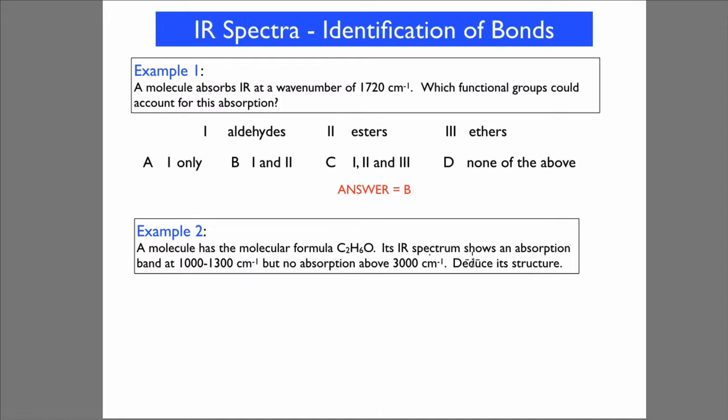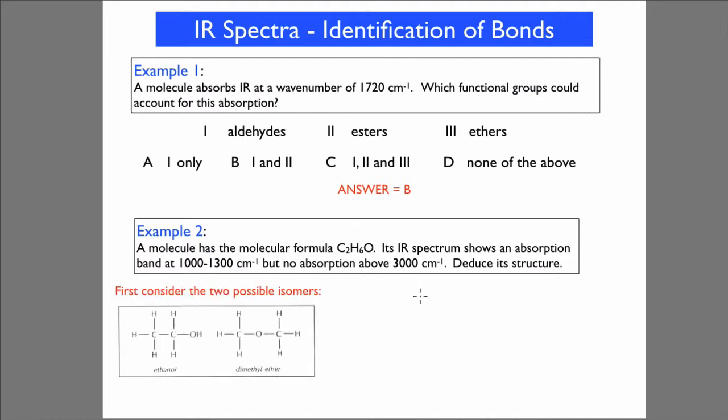A molecule has the molecular formula C2H6O. Its infrared spectrum shows an absorption band at 1000 to 1300, but no absorption above 3000. Deduce its structure. Well, let's consider some isomers first. Could be ethanol, could be dimethyl ether, couldn't it? These are two possible things it could be.